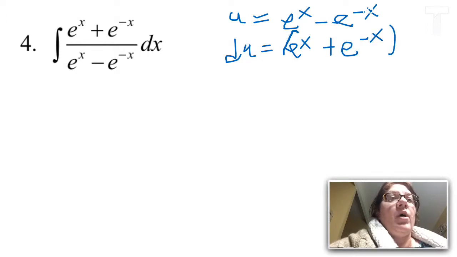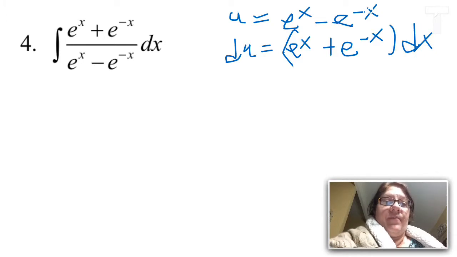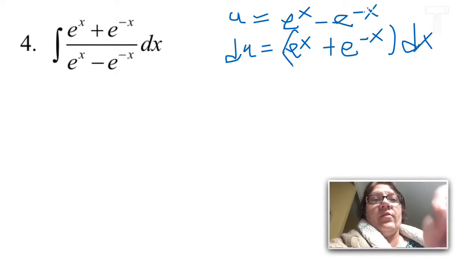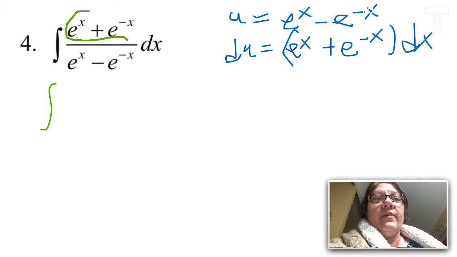And oh my gosh, look at that. That's exactly what I have in the numerator. This is going to work out splendidly. So I don't even have to put anything in there. So now I'll have the integral. So keep in mind that all of this stuff is going to be du.